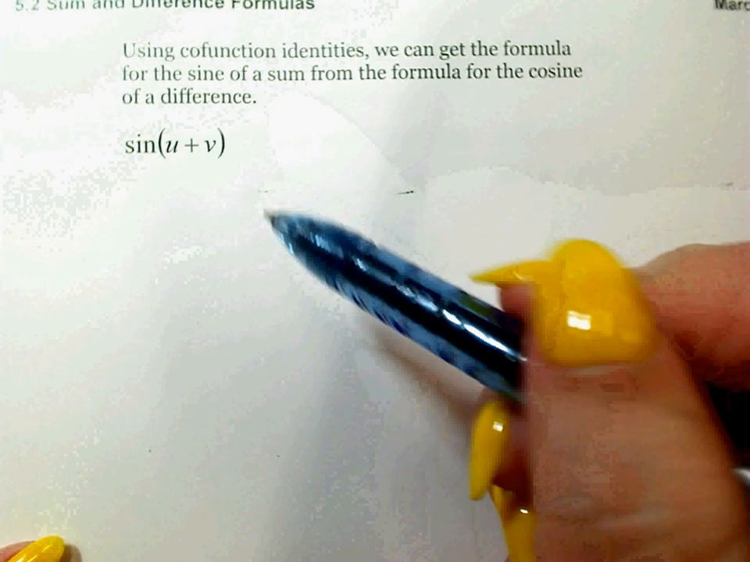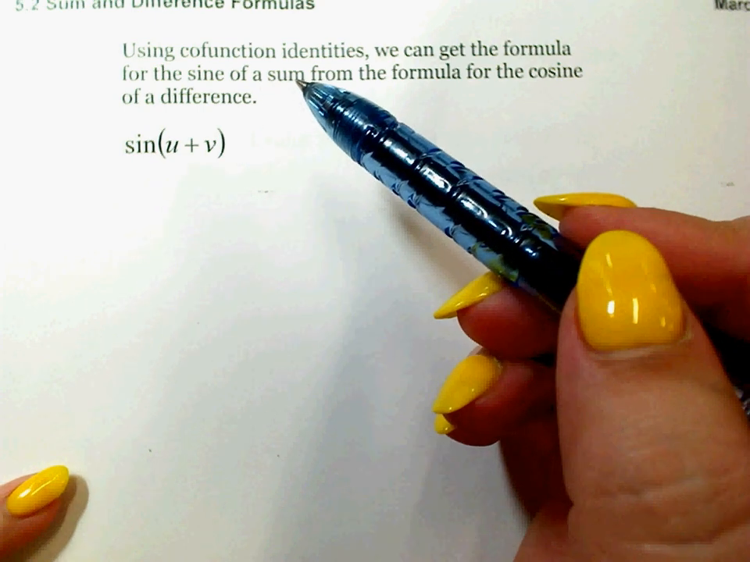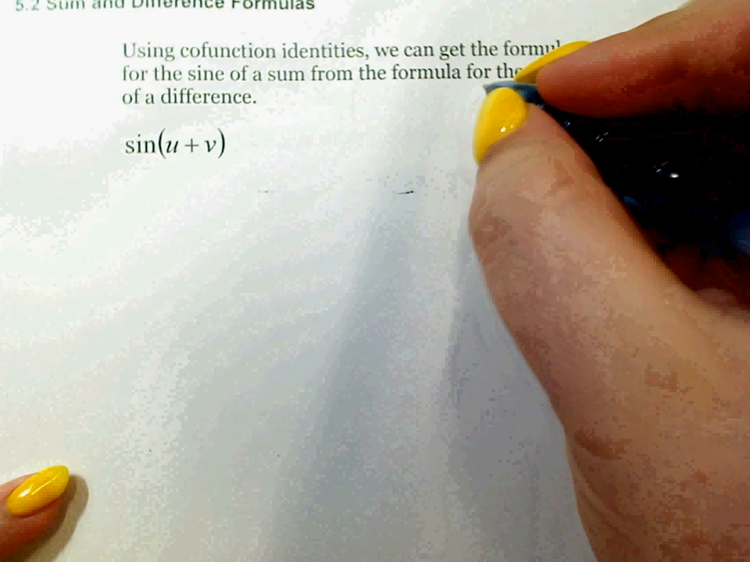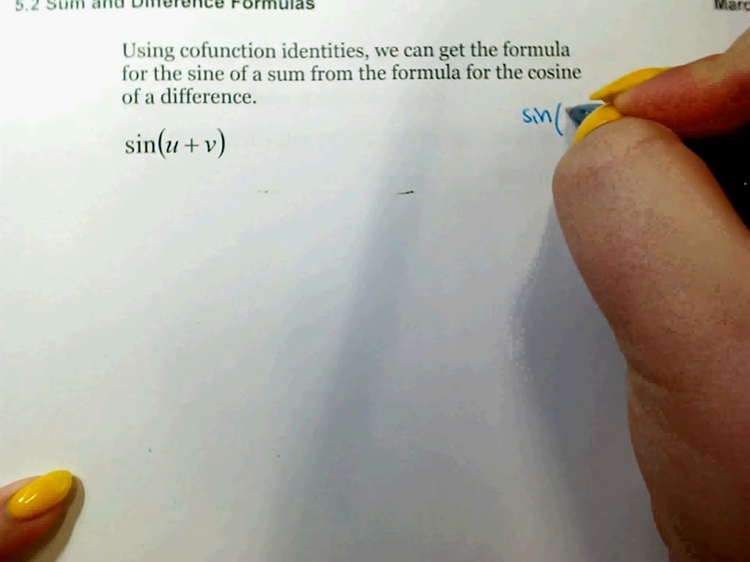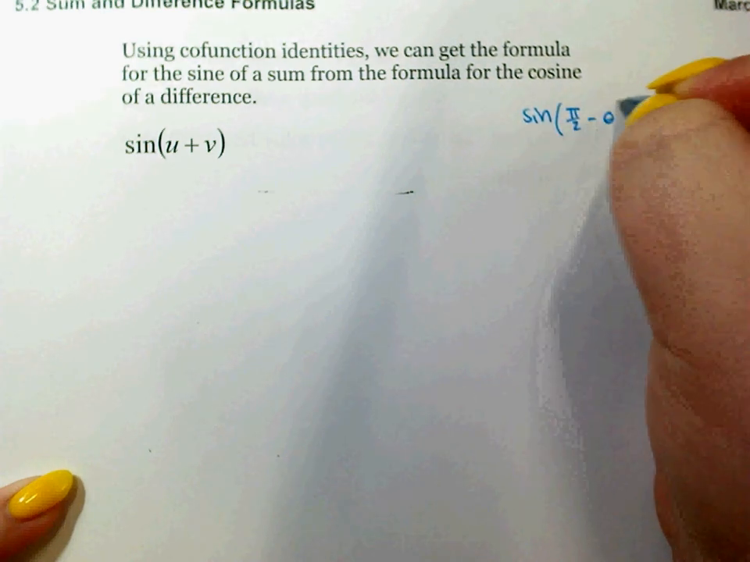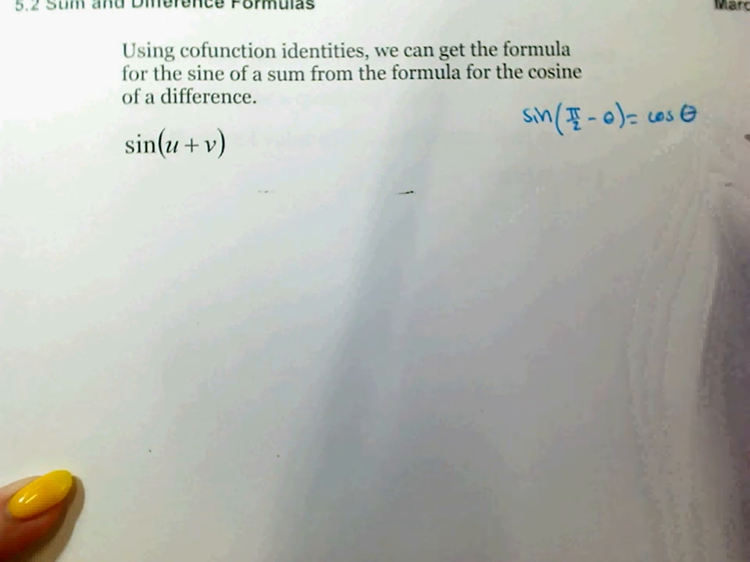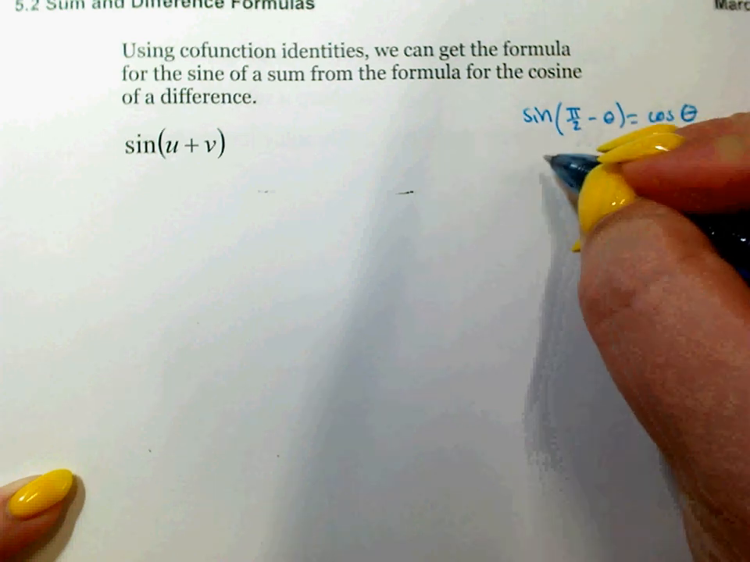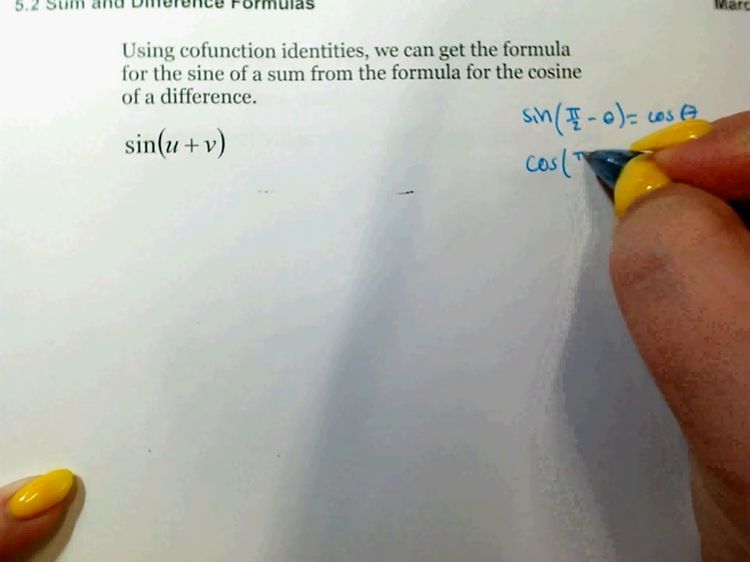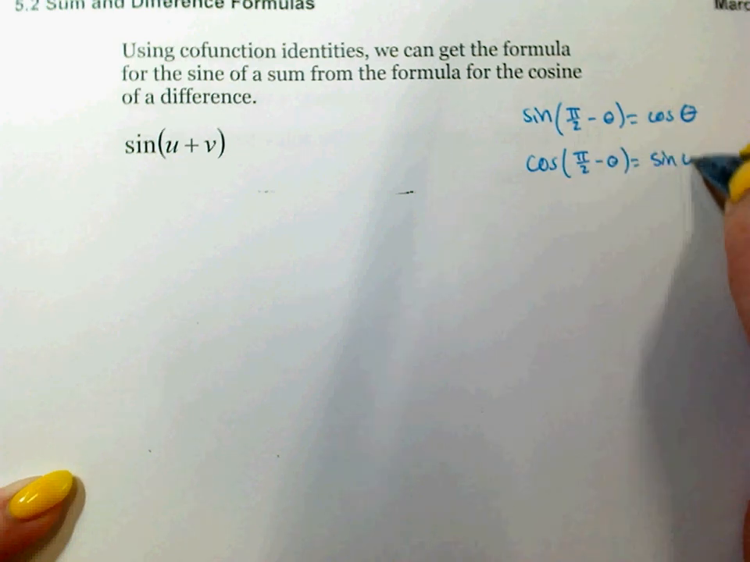In order to come up with a formula for the sum and difference of a sine function, we're going to use the cofunction identity. Just as a reminder, sine of pi over 2 minus theta equals cosine of theta, or 90 degrees, however you want to write it. Or cosine of pi over 2 minus theta equals sine.